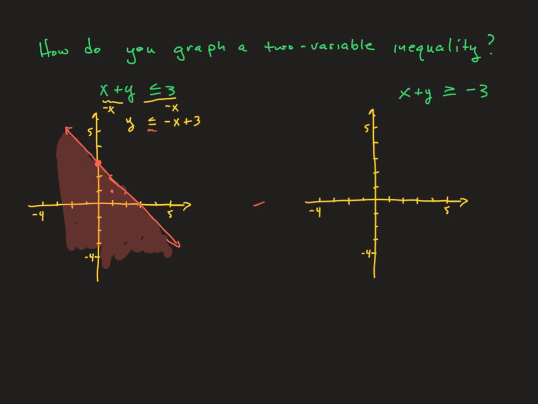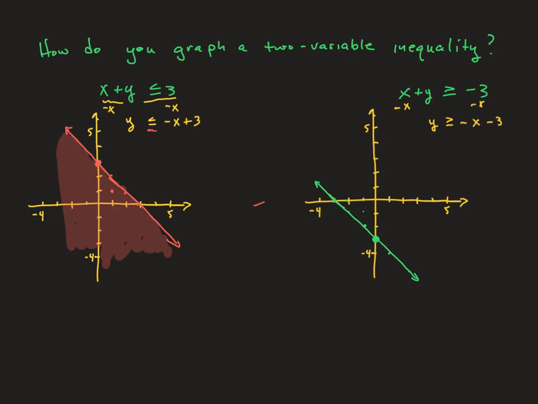If I look at this other one as an example, of course, the first thing I want to do is get it into slope-intercept form. So I subtract x from both sides. And then I have y is greater than or equal to negative x minus 3. So I would graph starting at negative 3 right here. And my slope is going to be negative 1 again. So that's going to be down 1 over 1, or up 1, back 1. And it's going to be a solid line again because it is greater than or equal to.